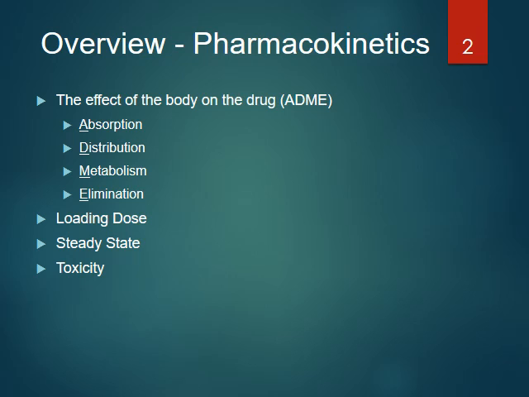We'll talk about the four components of pharmacokinetics, the A, D, M, and E, standing for absorption, distribution, metabolism, and elimination. We'll also cover some dosing issues, including loading doses, why we might use a loading dose, how that relates to steady state, and then we'll talk a little bit about drug toxicity, namely how the kinetics of a drug and how the body is processing it can lead to supratherapeutic levels leading to toxicity.